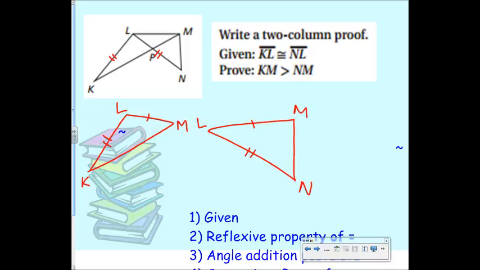All right, what else then are you looking at? I want to prove what? KM is bigger than NM. All right, how can I do that? Which angles do I care about then? If I'm doing KM, I care about angle L. And if I'm doing NM, I care about angle L also. KLP plus PLM equals what? KLM. Okay.